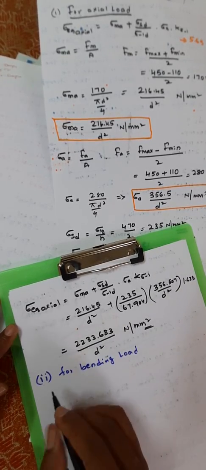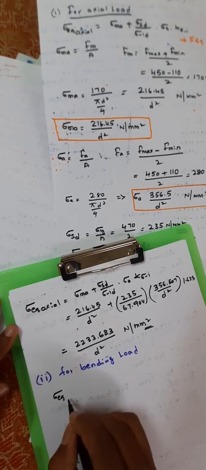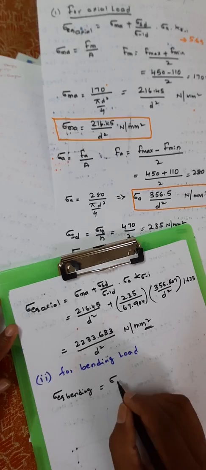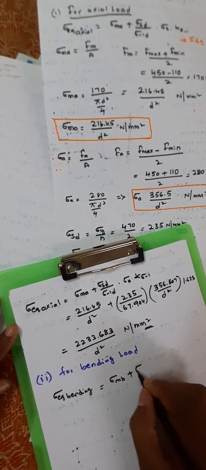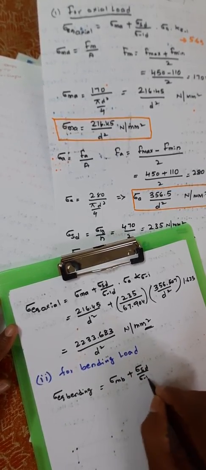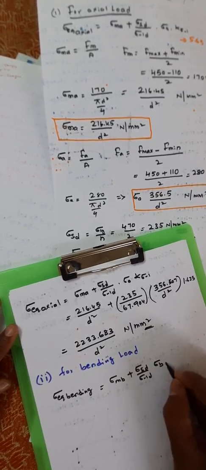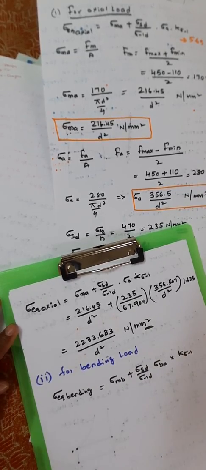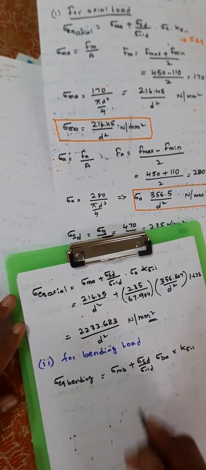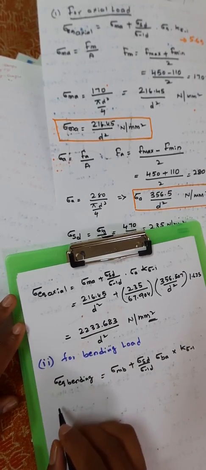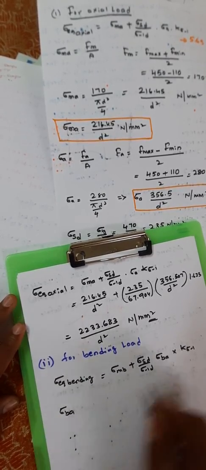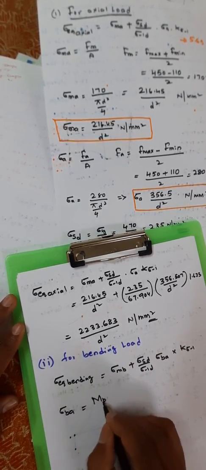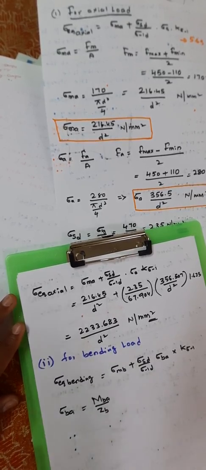You can see here sigma equivalent, bending equivalent. The equation is sigma mb plus sigma sd divided by sigma minus 1d, into sigma ba into k sigma minus 1. Here what we need to find out? Sigma ba first. What is the formula? Sigma ba is equal to mba divided by zb.